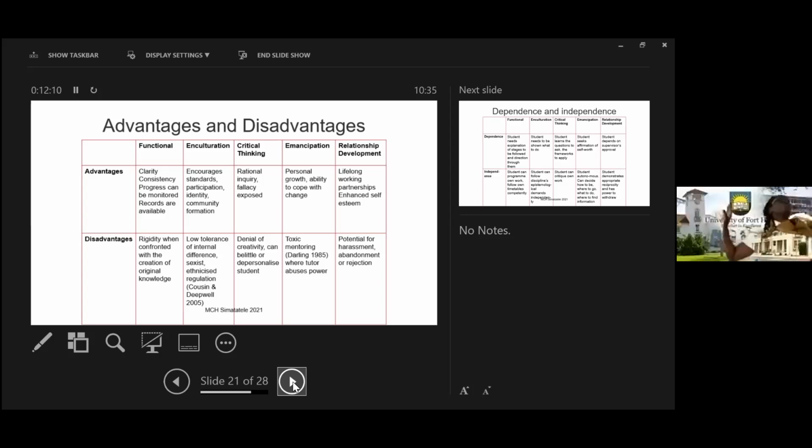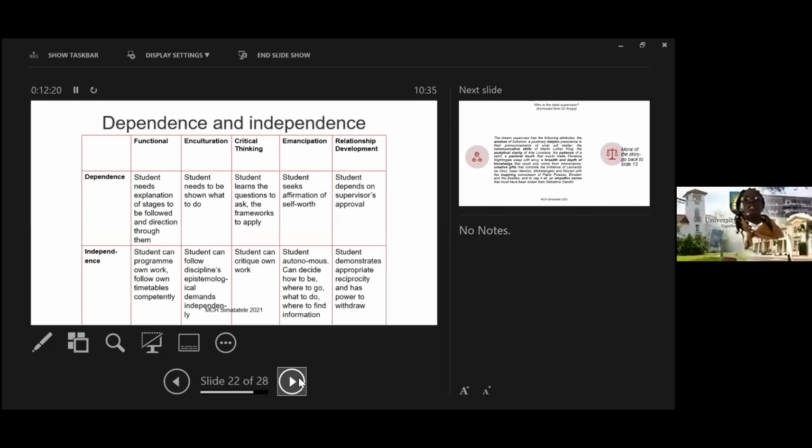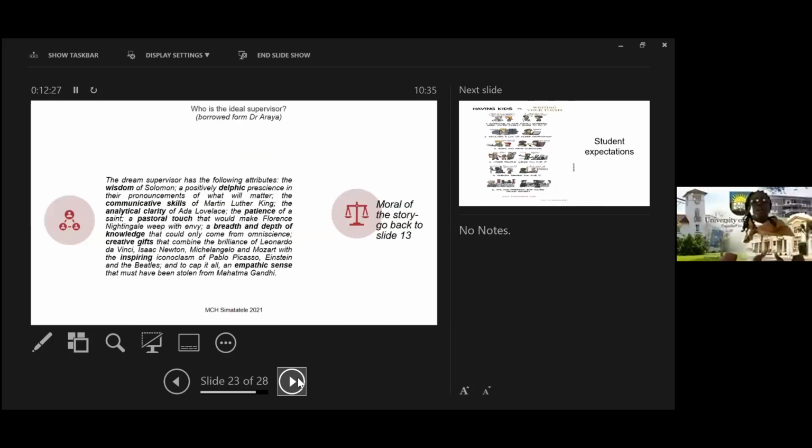It would be nice for you to reflect. So we're going to have a short period where you just reflect: what kind of supervisor am I? Or what kind of supervisor would I like to be? I think that's important. So the next one is on the dependence and independence of the same approaches. Again, I've covered some of that already. In fact, all of it, as I discussed.